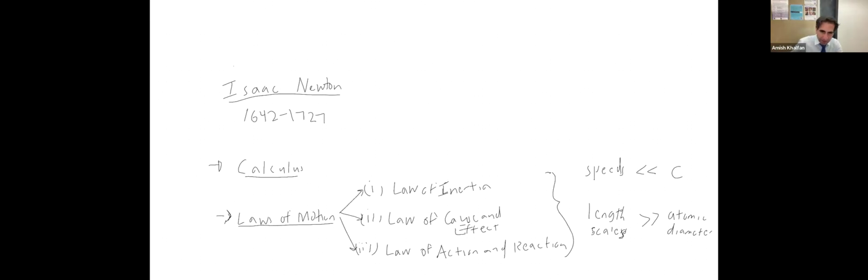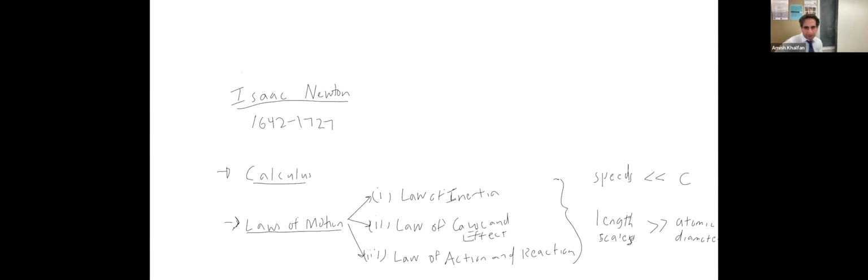Okay? Now, I'm not going to go in the order in which these laws are stated, but in order of increasing complexity. So the simplest one, I think, to understand is the third one. So let's look at that first, okay?